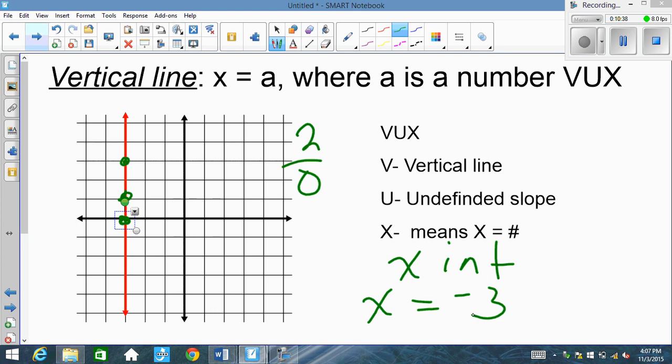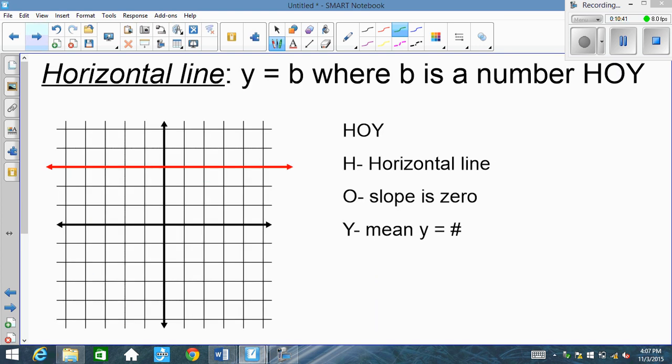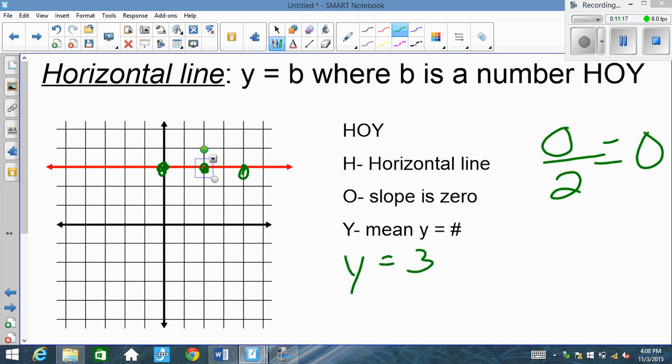Pretty straightforward. Next one's a horizontal line where y equals b, and b is a number. So remember HOY. HOY means you see a horizontal line. It is zero slope, and the y means y equals a number. So again, if you look at 2 points on here, a point here and a point here, your rise would be 0 over 2, and that's going to equal 0 slope. And to find what the y is, you just need to find the y-intercept, which is right there. So this y would equal 3. That would be the equation for this particular line.